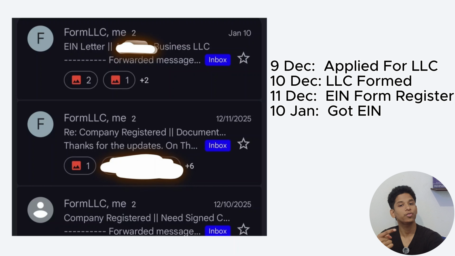Now I would suggest, if you are applying in the month of December, don't apply. If you are applying in March or April, don't apply, because these are the financial year end. So they are calculating the taxation and all the stuff.